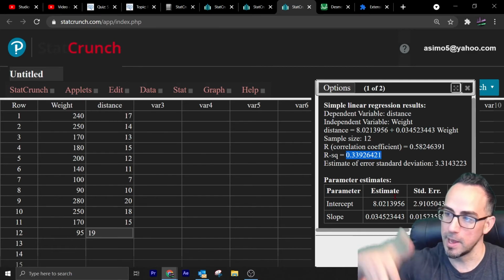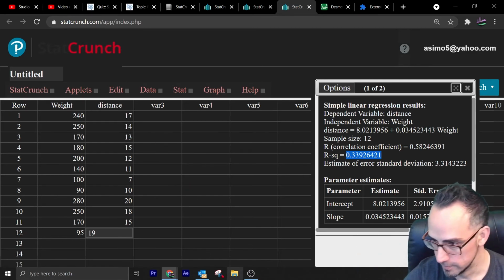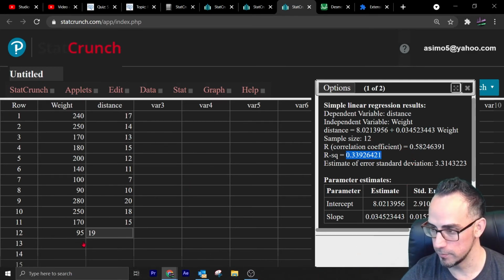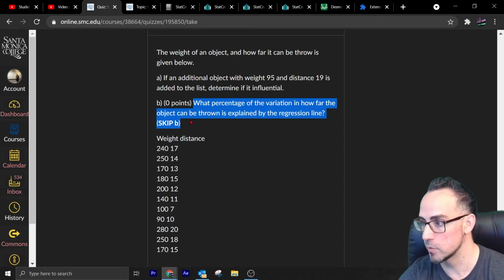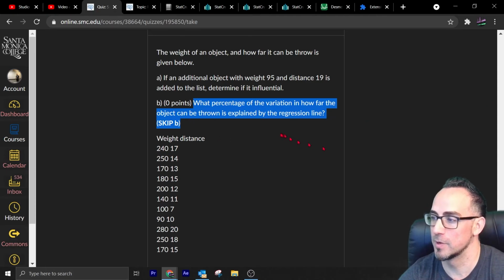Now, do they want me to add the point or not add the point? Should I give the r squared value from having this point included or not? I don't know. The question's poorly written. It should say with the point or without the point. But anyway, that's just r squared. It's the percentage of variation that is explained by the regression line.